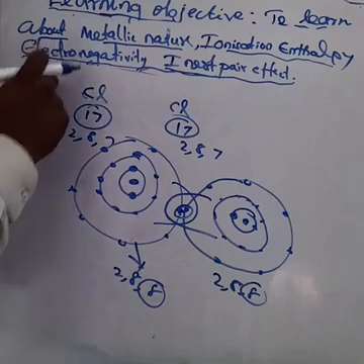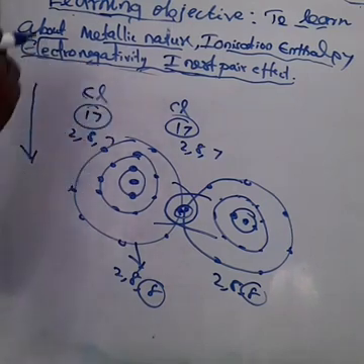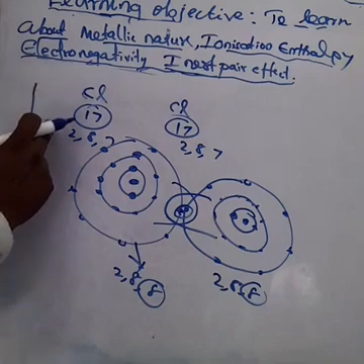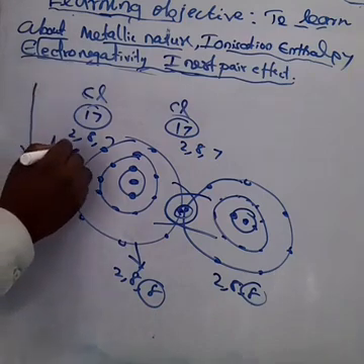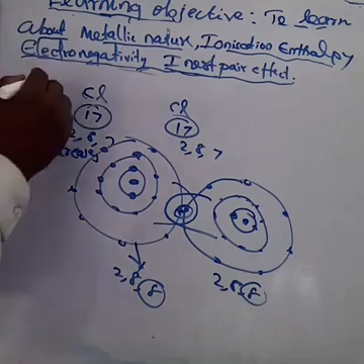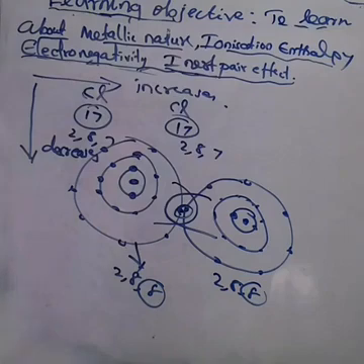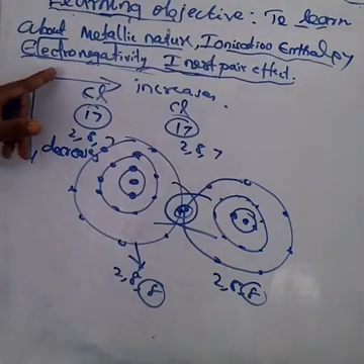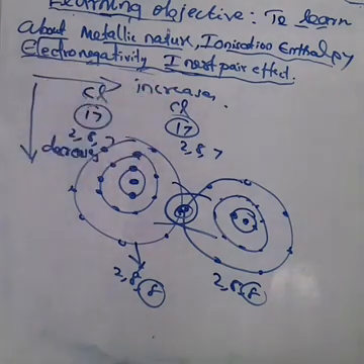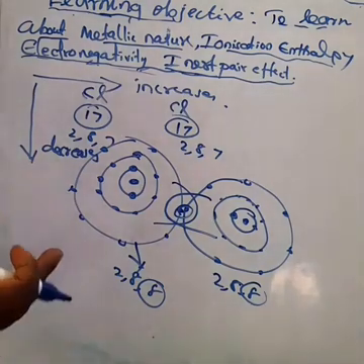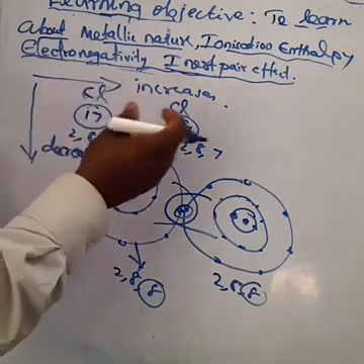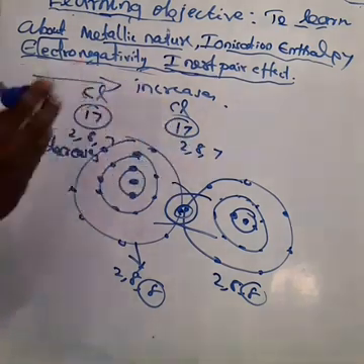From top to bottom, electronegativity decreases. From left to right, electronegativity increases. So left to right means, for example, the number of protons in the nucleus increases and attracts the outermost shell, because from left to right the size decreases.